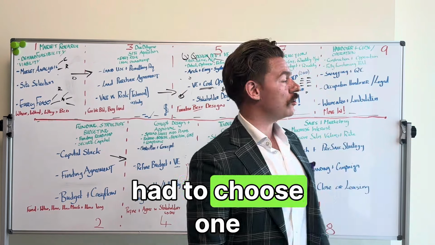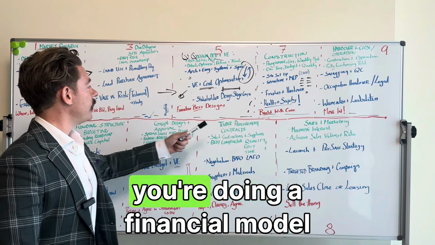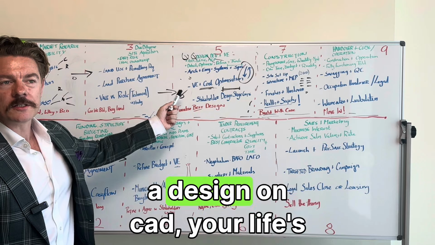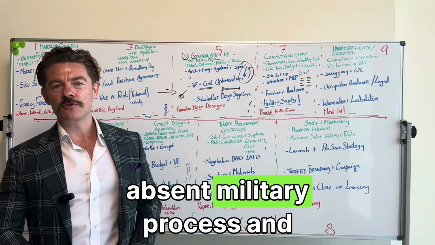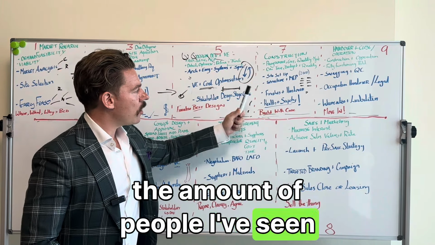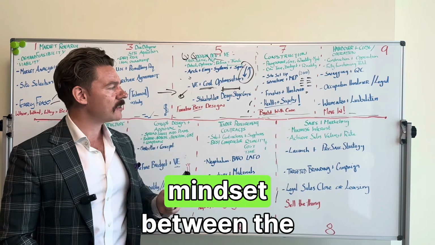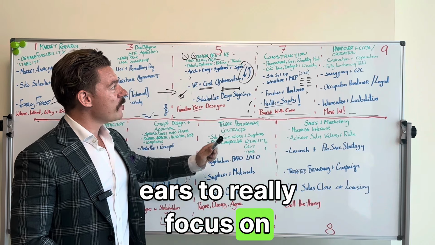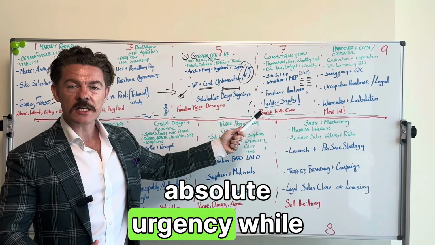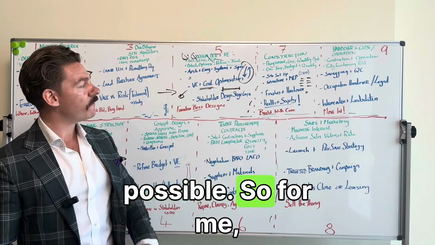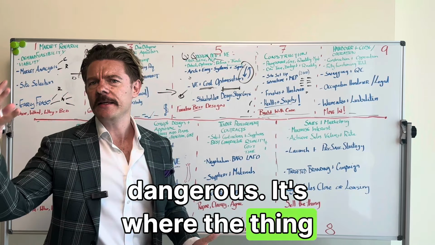If I really had to choose one, I'd go with construction, because like I said, people's lives are at stake here. If you're doing a financial model or you're drawing a design on CAD, your life's not at risk. Construction needs to be treated like an absolute military process. And the amount of people I've seen hurt or injured through no fault of their own, you really need people who have got the mindset between the ears to really focus on executing a project with absolute certainty, with absolute urgency, while keeping people as safe as possible. So for me, construction is the hardest. It's the most dangerous. It's where the thing gets built as well.